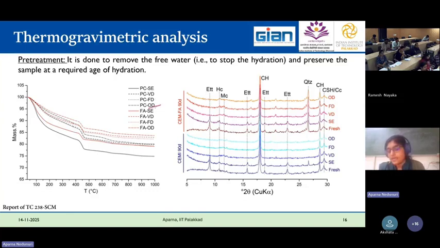And this is the oven drying technique. In oven drying, we keep our sample at somewhere near 100 degrees centigrade or 70 degrees centigrade in an air oven or an open oven. And then we'll try to remove the free water that is available in the system.